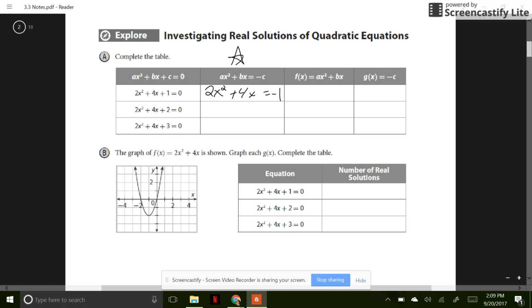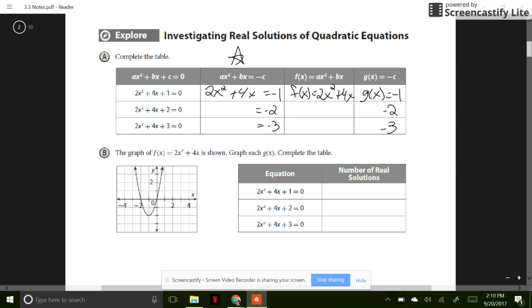Now we're going to break it up the way we have been doing it before. We're going to look at what's the left side, 2x squared plus 4x, and then what's the right side, g of x, which is equal to negative 1. We'll do this similar thing over here. This time will be equal to negative 2, and this time will be equal to negative 3.